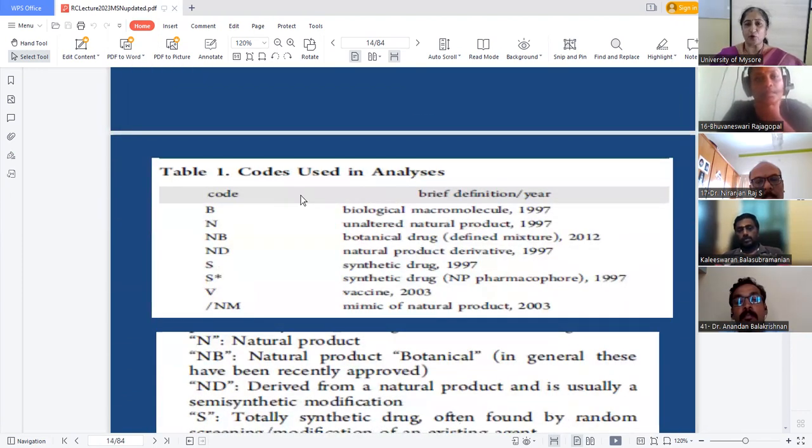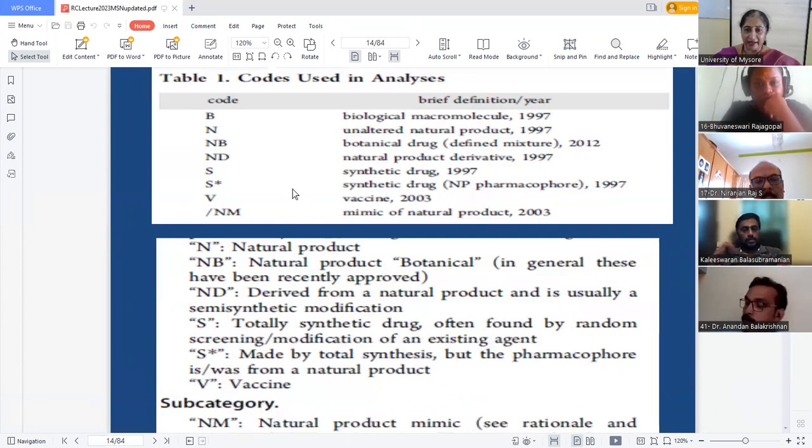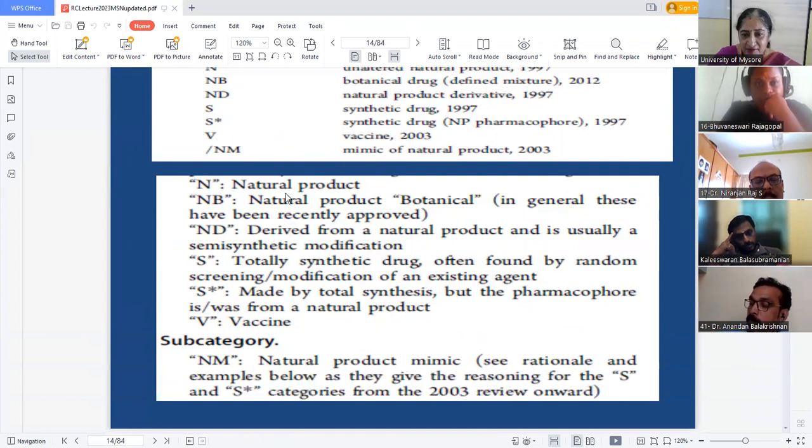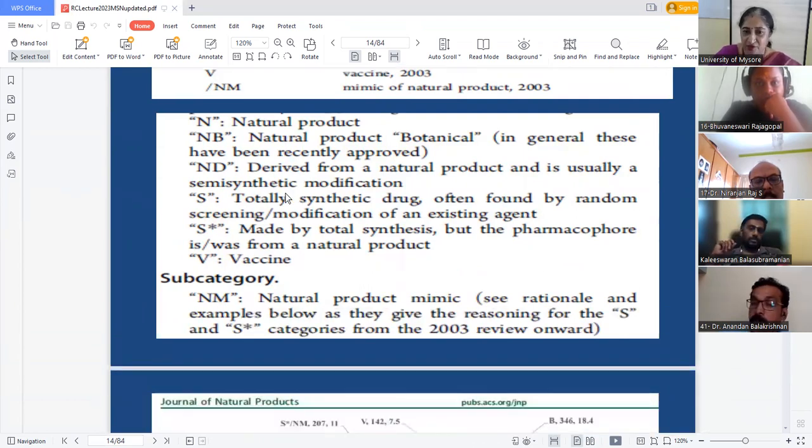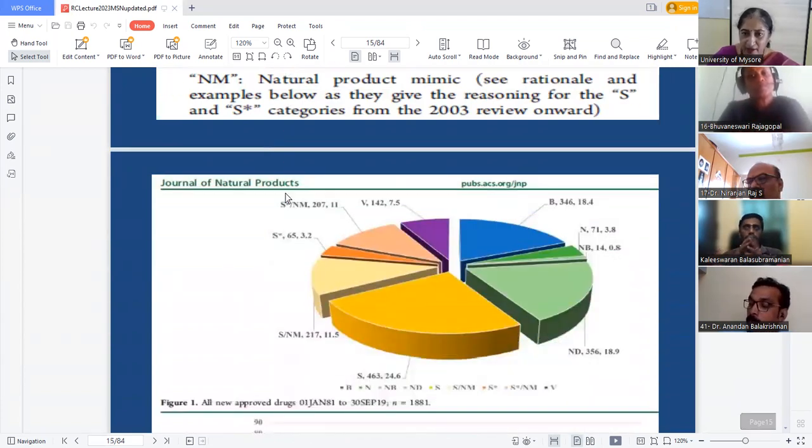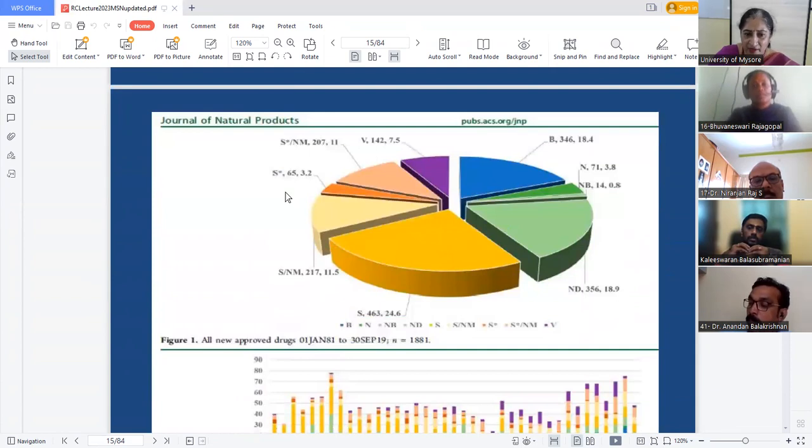They have used certain codes in the analysis. B, for example, is a biological macromolecule. N is a natural product which is unaltered. Then NB refers to a drug of botanical importance, a natural product derivative. Or NM, which is known as a mimic, and the vaccines that are used. So certain subcategories of the terms have been made from 1997 till date, and it's still being used.